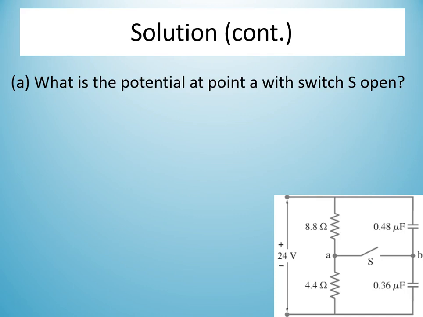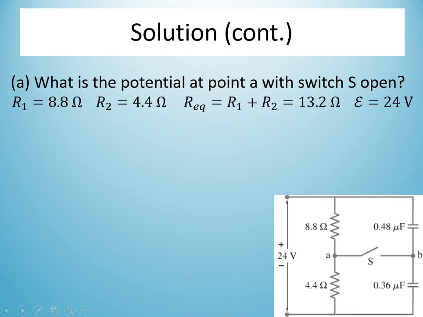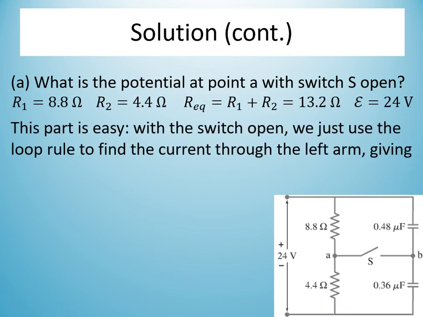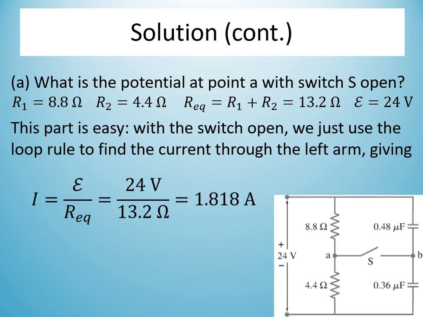So the potential at point A when the switch is open. In other words, we don't have anything special really happening. Yeah, the capacitors are charging, but we can just do a little loop rule here, and it turns out not to be too difficult to deal with. So we're going to use Kirchhoff's loop rule and realize that the equivalent resistance here is 13.2 ohms.